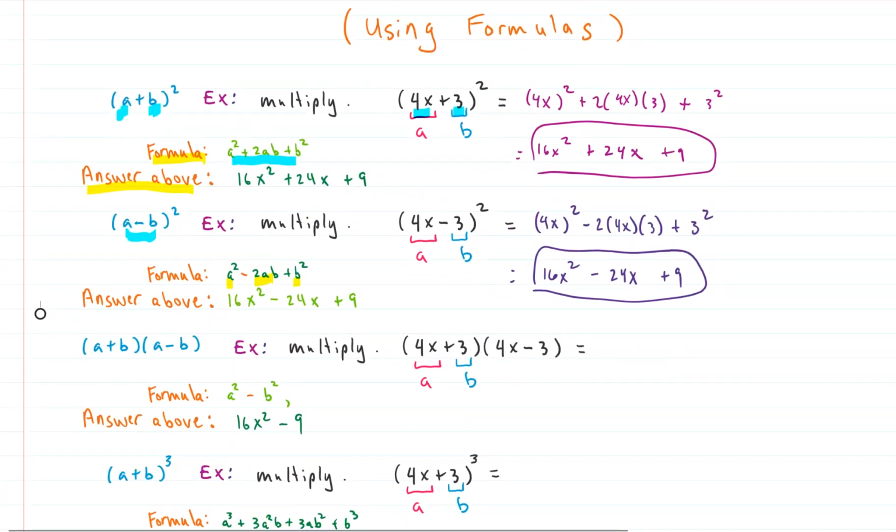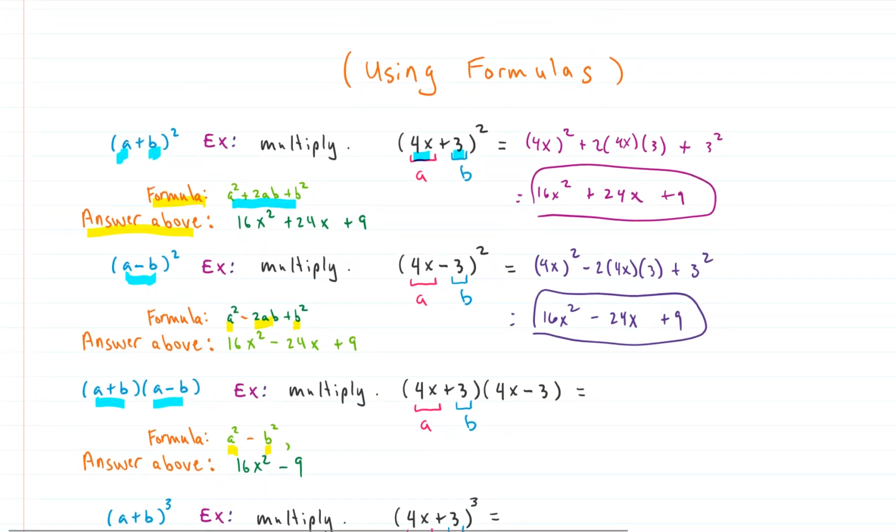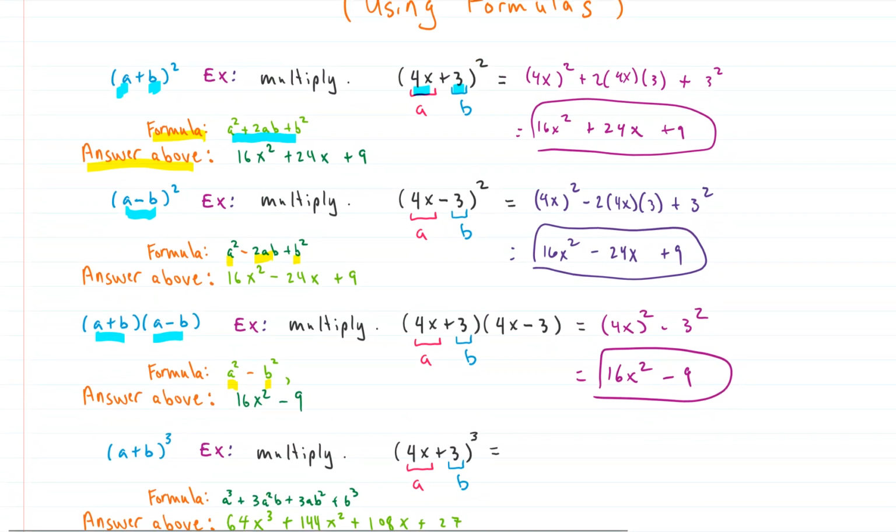Our next formula was a plus b, a minus b, and the formula to do the multiplication is just a squared minus b squared. This one I think is easier, for sure. So a is 4x, b is 3, so we get 4x quantity squared minus b, which is 3 squared. And that gives us 16x squared minus 9. So I think that one is much easier to see, it's just fast if you recognize the form, a plus b, a minus b.